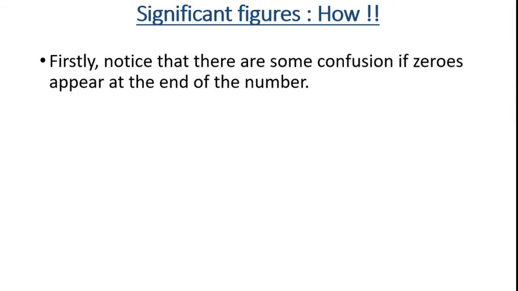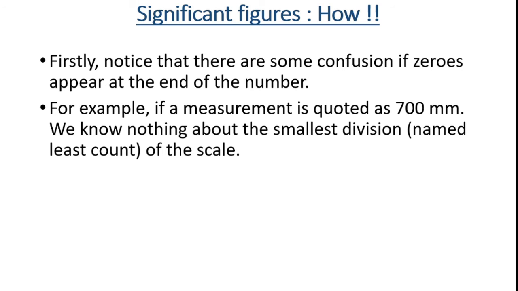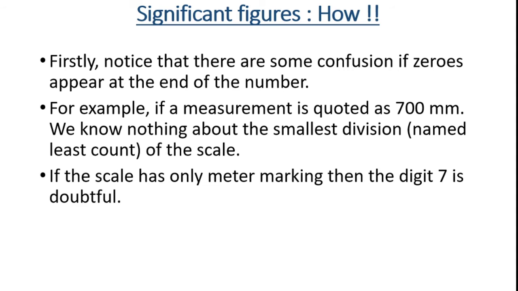Firstly, notice that there is some confusion if zeros appear at the end of the number. For example, if a measured value is quoted as 700 millimeter and nothing else is known, we know nothing about the smallest division of the main scale. If the scale has only meter marking, then the digit 7 is itself doubtful. Consider a scale which has a 0 marking and a 1 marking. It's a meter scale and some reading is definitely more than 0.5, that is, it crosses the half mark, but you are not sure what it is.